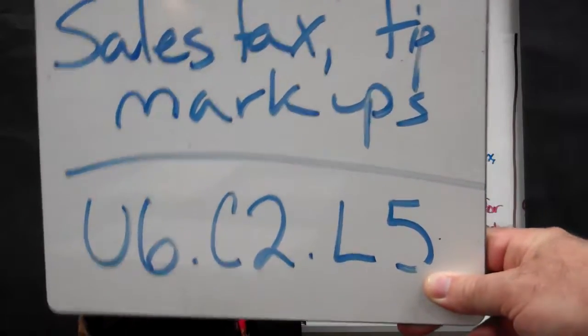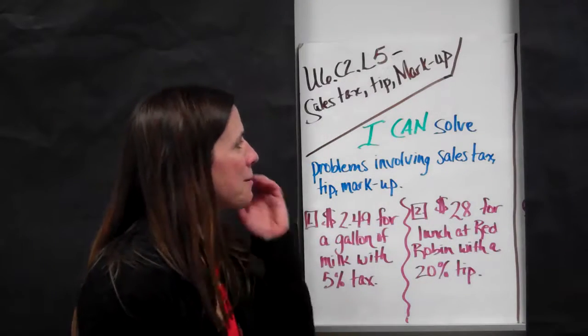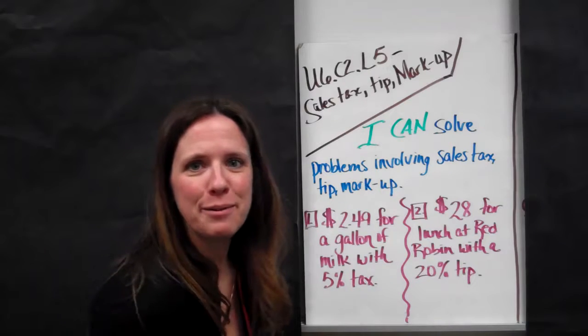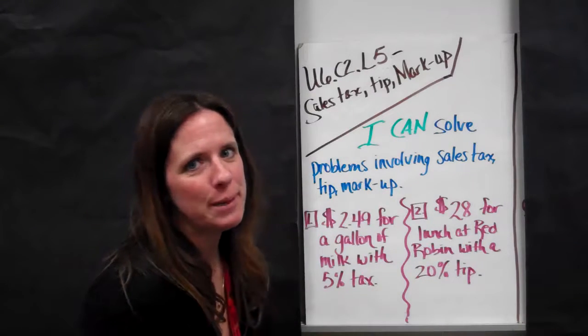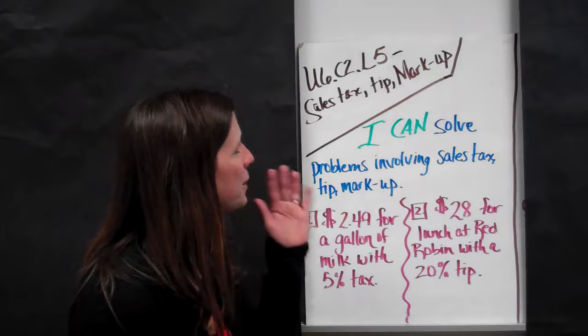U6.C2.L5. Take it away, Mrs. Benoit. Hi. Okay, so we're going to talk about all those lovely things to deal with money. You like to spend money, your parents' money, and here's where it goes.